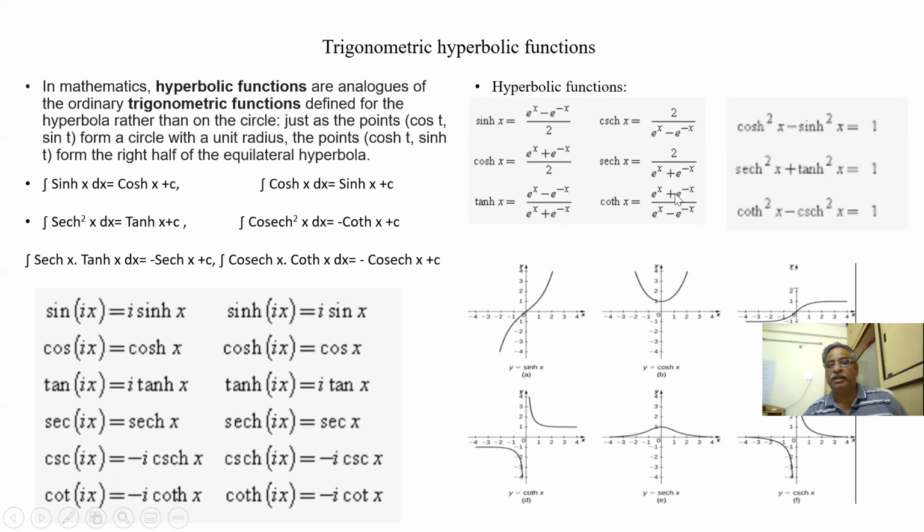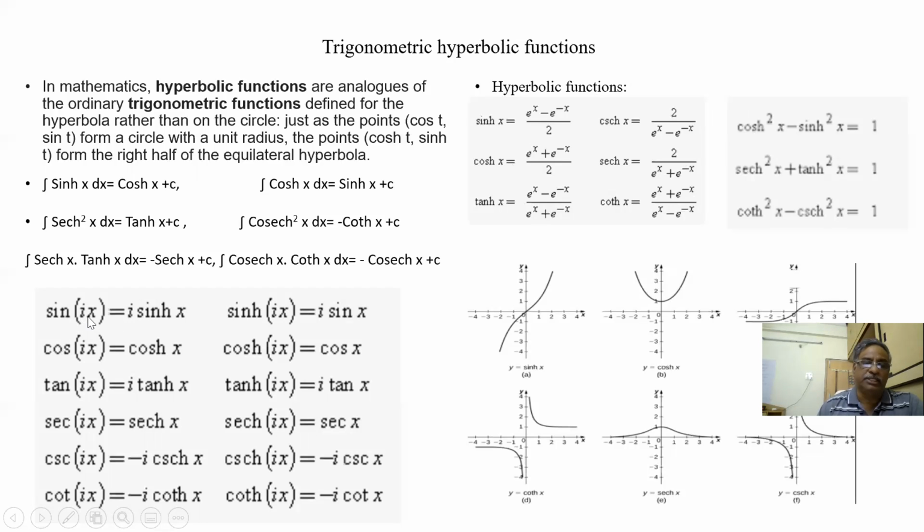So sech squared x minus... sec square x minus tan square x is 1. But here, sech square x plus tanh square x is 1. Again, cosec square x minus cot square x is 1. Here it becomes cosech square x minus coth square x is minus 1. So there is a slight difference between trigonometric curves and hyperbolic curves. Basically, hyperbola means what?